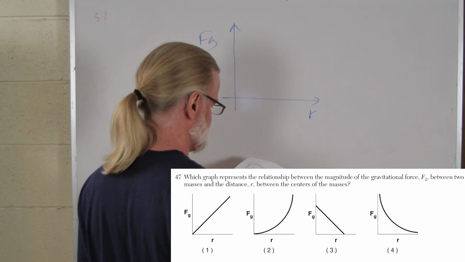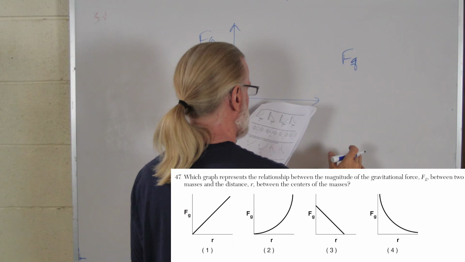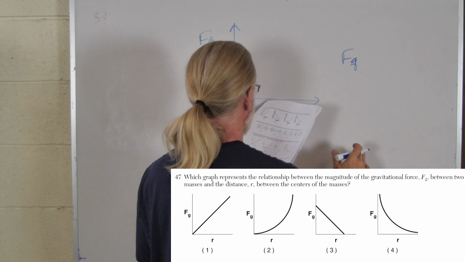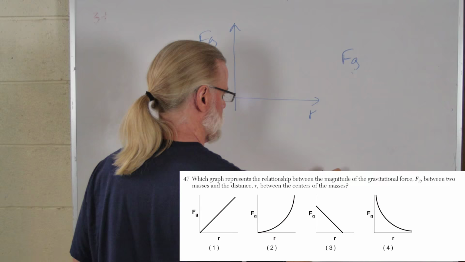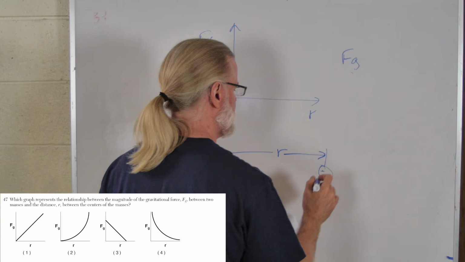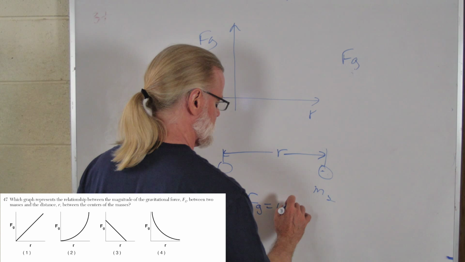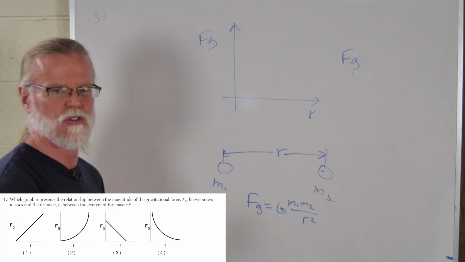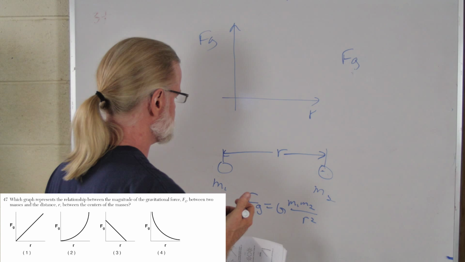Force of gravity, let's get a relationship between two masses. All right. So we have two masses. Here we go. Mass M1, M2. Between their centers, and that's a key idea, between their centers, the gravitational force is proportional to the product of the masses, inversely proportional to the distance between them. All right, so that's going to be the mathematical relationship right there.